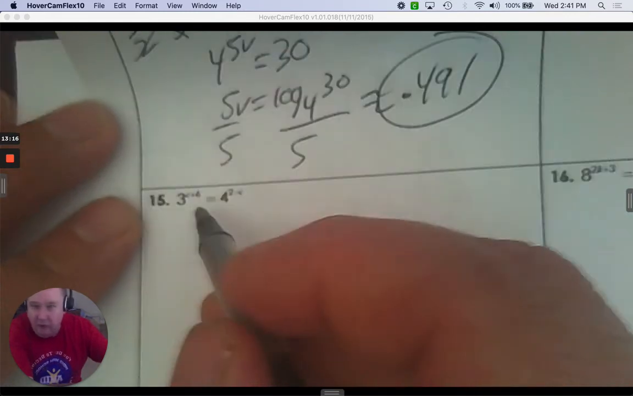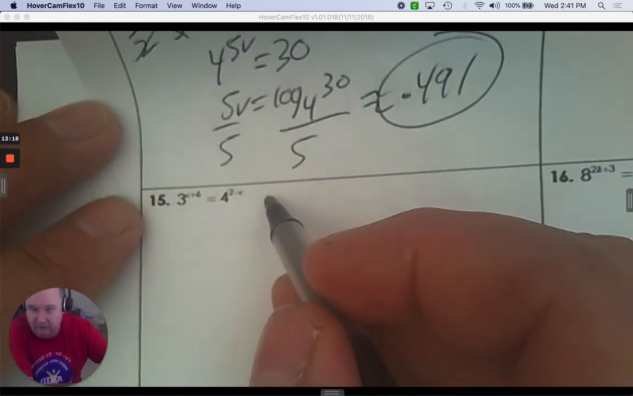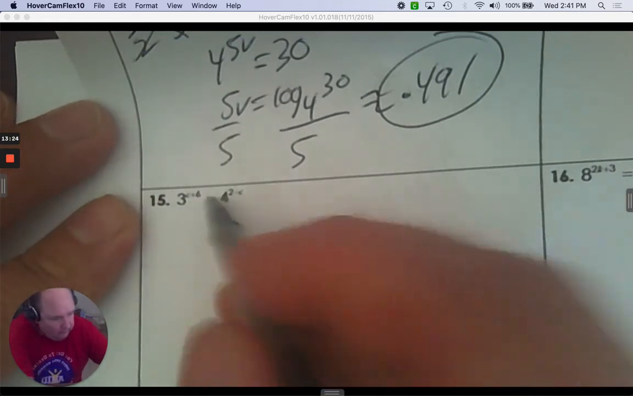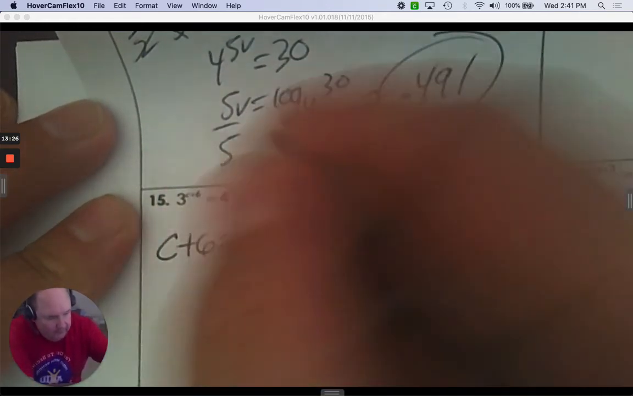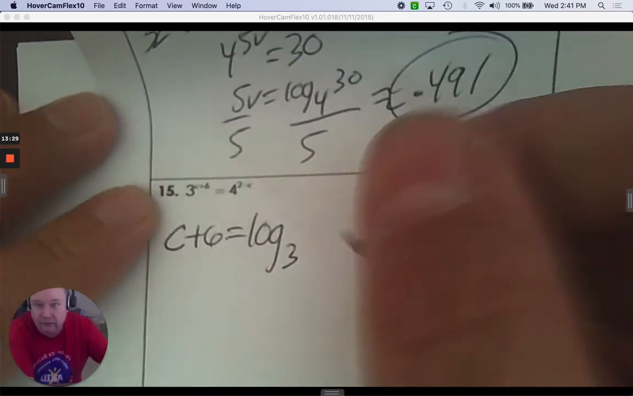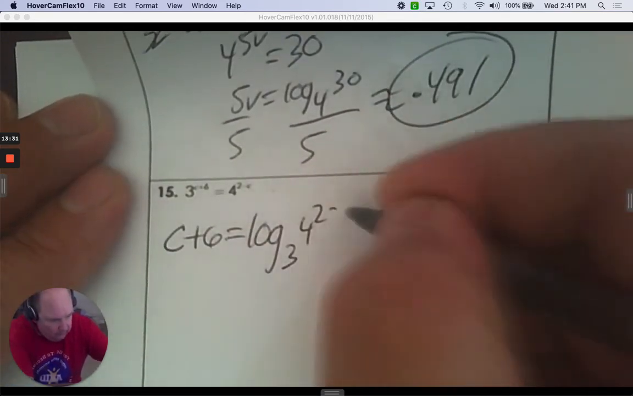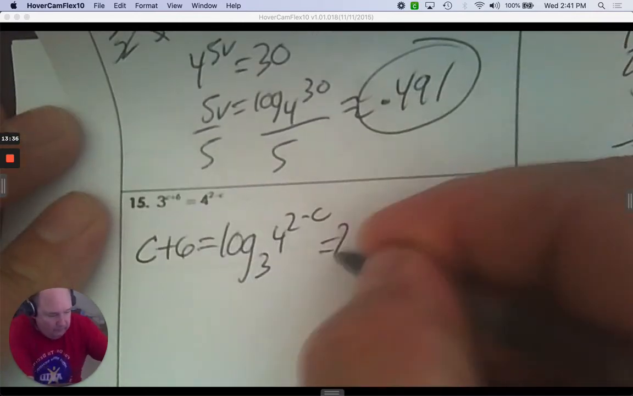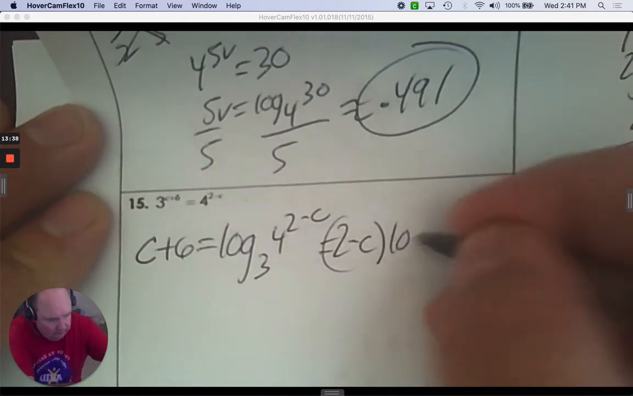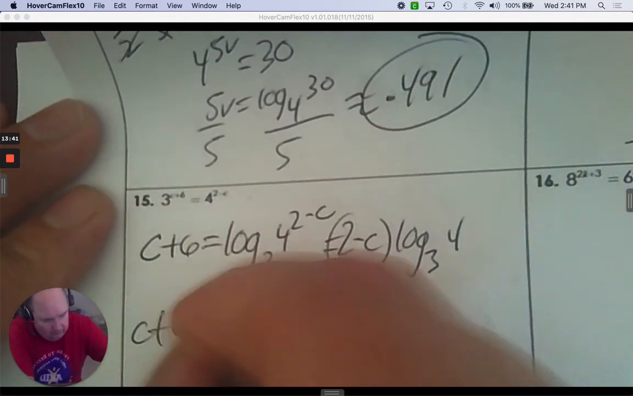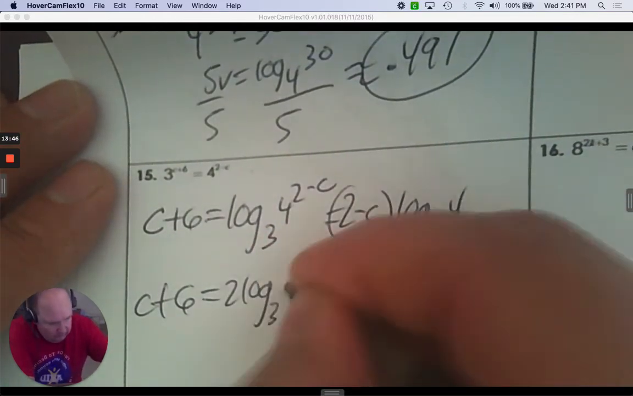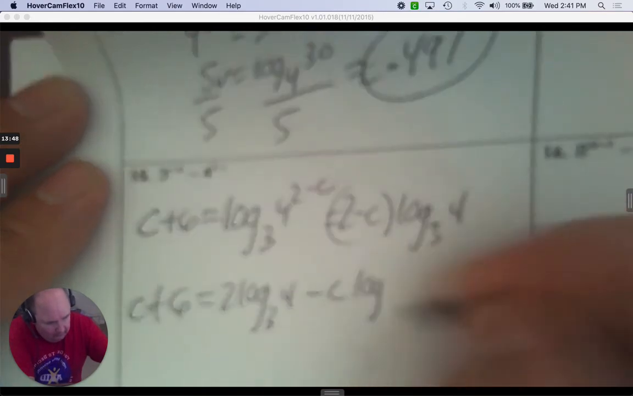All right, 2 left for your homework. This is the most complicated one when you have exponents on both sides. So take one of them. I'm going to take the c plus 6, and then the other side is going to be a logarithm with a base of 3, and then 4 to the exponent 2 minus c is there. 2 minus c can be written as a product in front of the logarithm, and then you're going to distribute. So that's going to be 2 log minus c and that log.